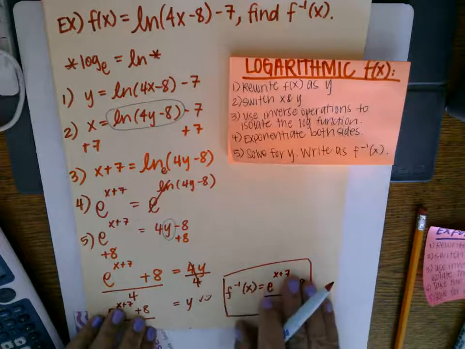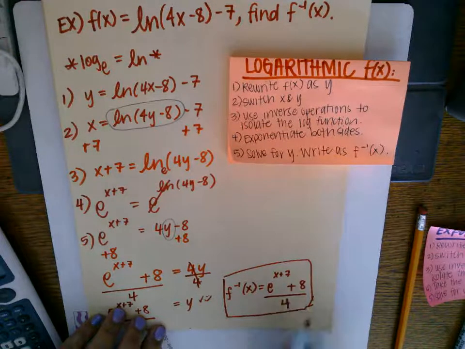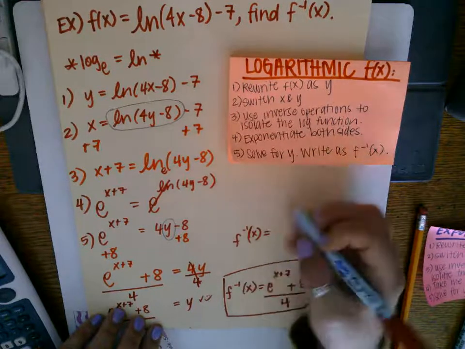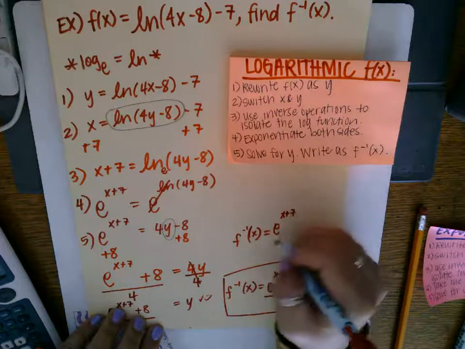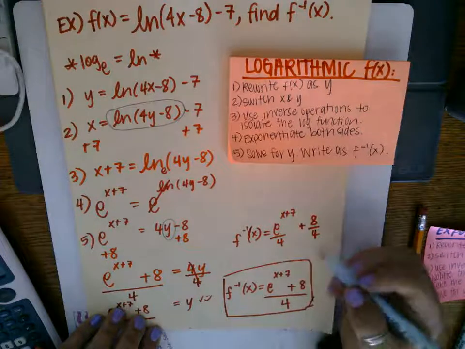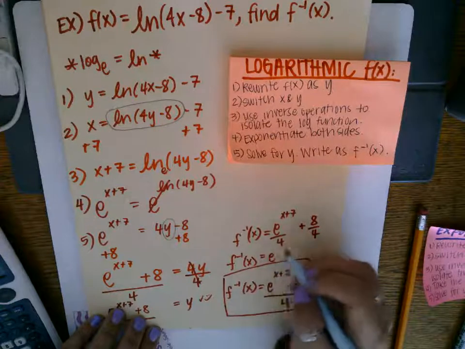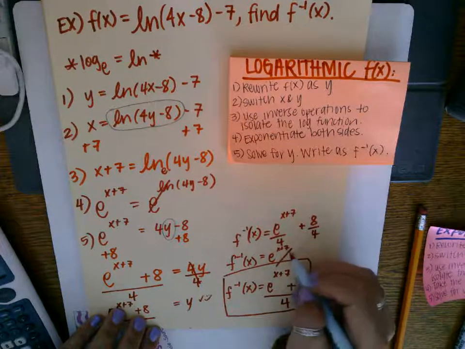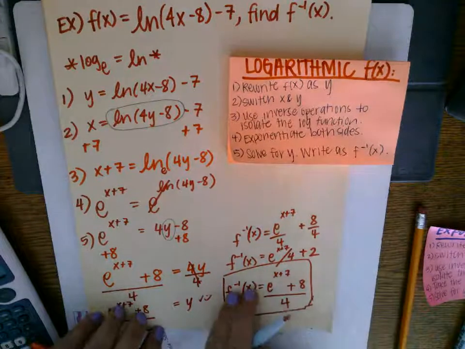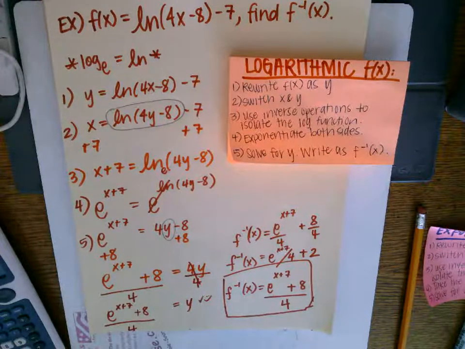But if you're really crazy about splitting it up and you really want to, it would actually look like f inverse of x is equal to e to the x plus 7 over 4, plus 8 over 4, and 8 over 4, of course, reduces to 2. So you would have f inverse of x is e to the x plus 7 over 4 plus 2. So you decide which looks prettier. I prefer to just have it like this with one single common denominator, and I think you will enjoy having that too.